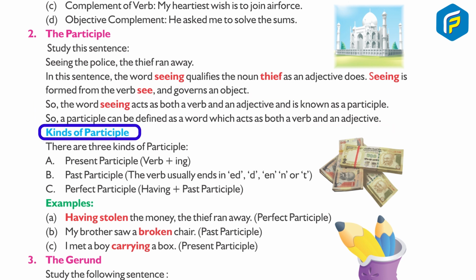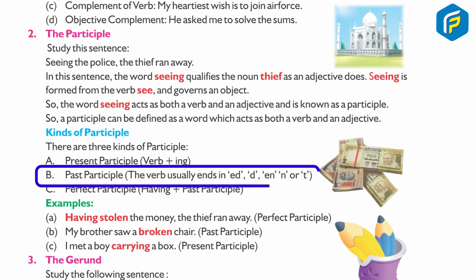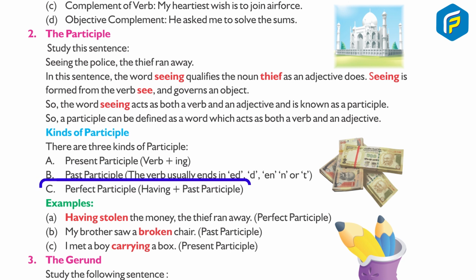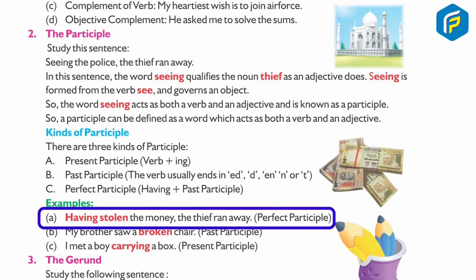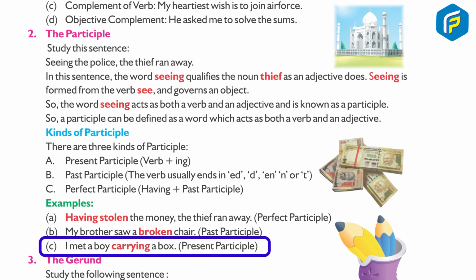Kinds of participle: there are three kinds of participle. A. Present participle: verb plus ing. B. Past participle: the verb usually ends in ed, d, en, n or t. C. Perfect participle: having plus past participle. Examples: A. Having stolen the money, the thief ran away. Perfect participle. B. My brother saw a broken chair. Past participle. C. I met a boy carrying a box.